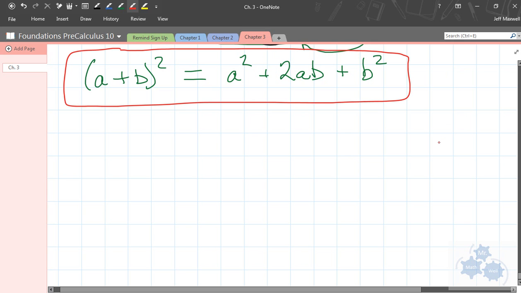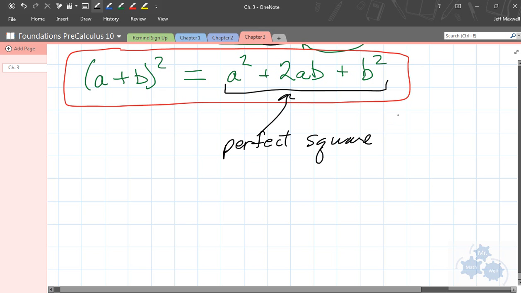Okay? Good? This right here, if you recognize a trinomial that is in this pattern, it is called a perfect square trinomial. Perfect square trinomial. Why? Because we've got a binomial that is squared. So it is a perfect square. It's something multiplied by itself.